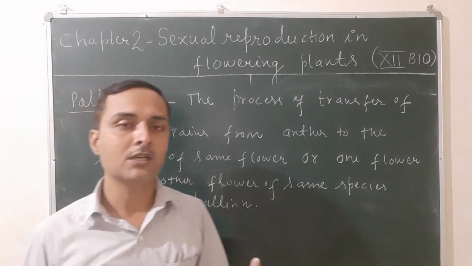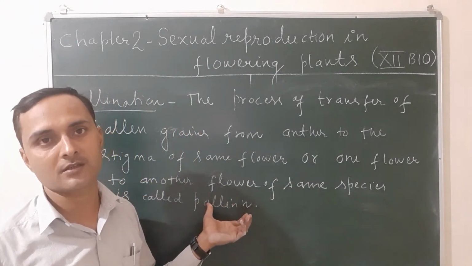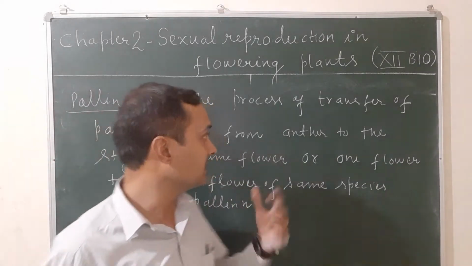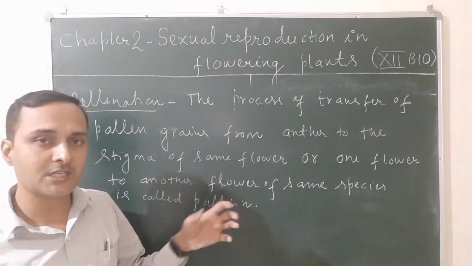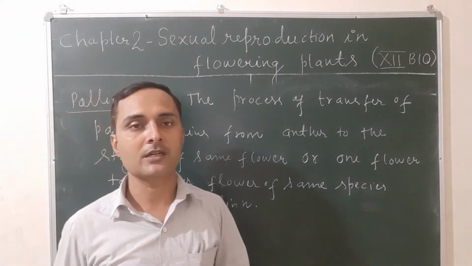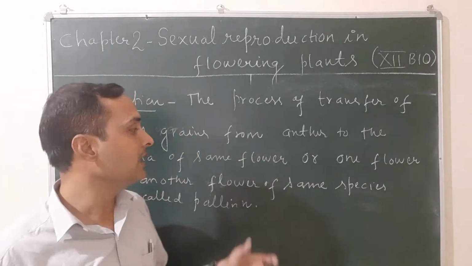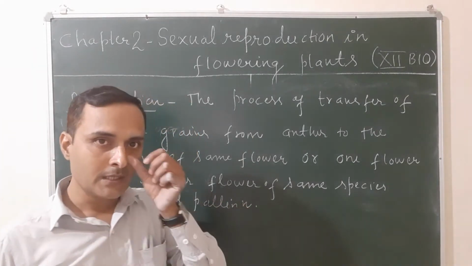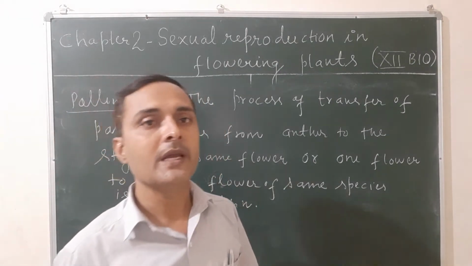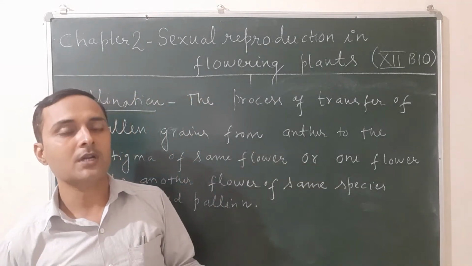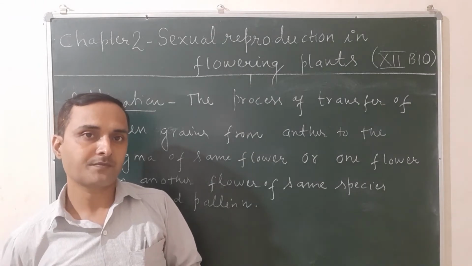But in class 12, you have to know it well. It is further classified into two types: self and cross pollination. The process of transfer of pollen grains from anther to the stigma of the same flower is called self pollination. Or one flower to another flower of the same species is called cross pollination. The complete definition of pollination is the process of transfer of pollen grains from anther to the stigma of the same flower or from one flower to another flower of the same species.